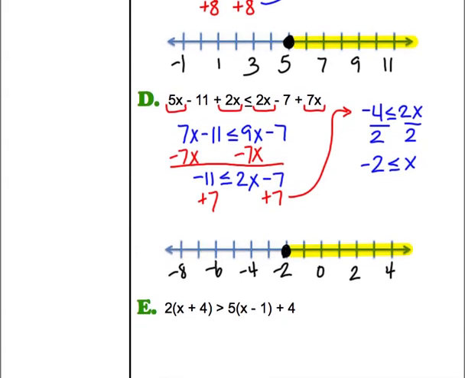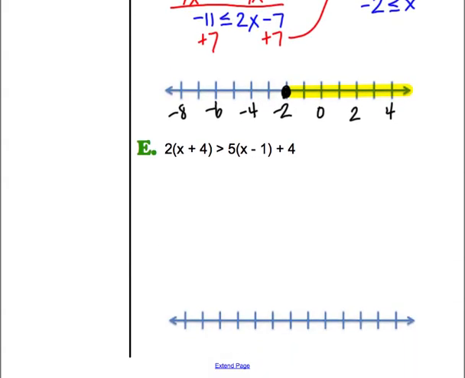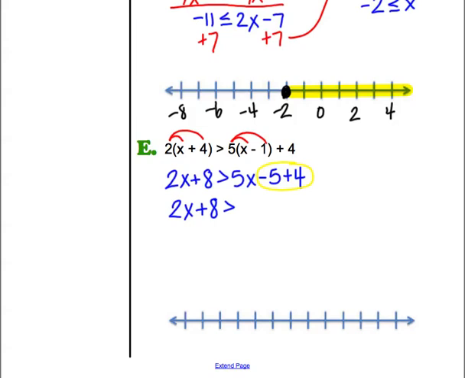Let's take a look at one more example dealing with more complicated problems. Start off here by going ahead and distributing the 2 as well as distributing the 5, which gives me 2x plus 8 is greater than 5x minus 5 plus 4. Then I see, well, I've got this minus 5 plus 4 that I can combine, which will give me 2x plus 8 is greater than 5x minus 1.